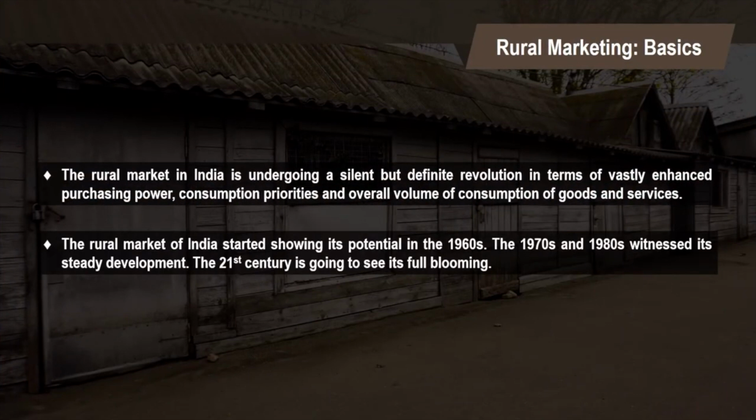Market of India started showing its potential in the 1960s. In 1960s, we had a very bad scenario in terms of agri output, but with the green revolution coming in, the rural people were empowered at least in some parts of the country. 70s and 80s witnessed its steady development. In the 21st century, it is going to see its full blooming.